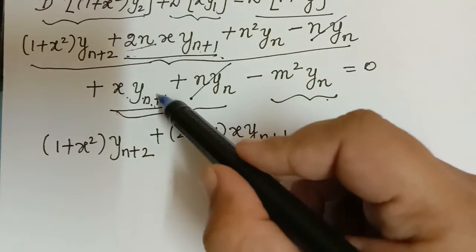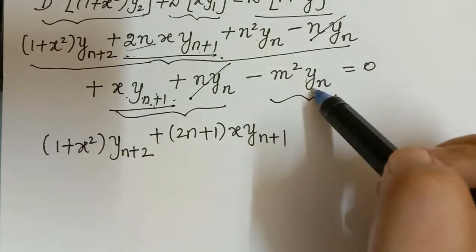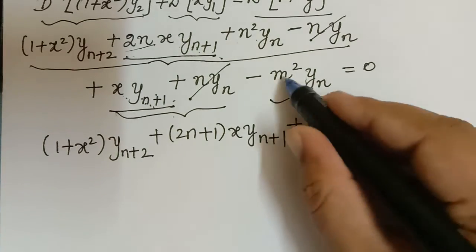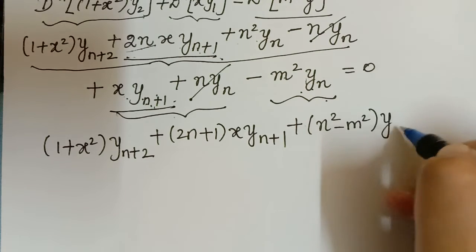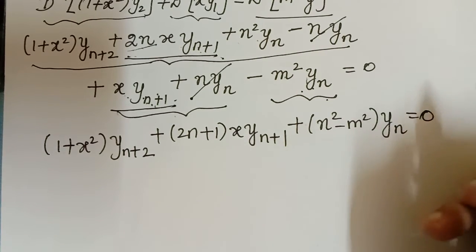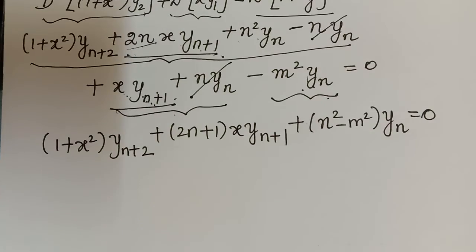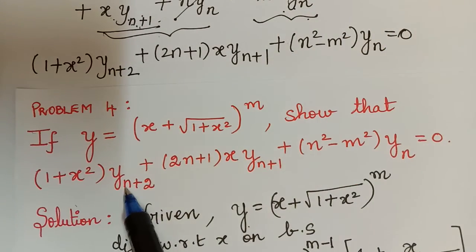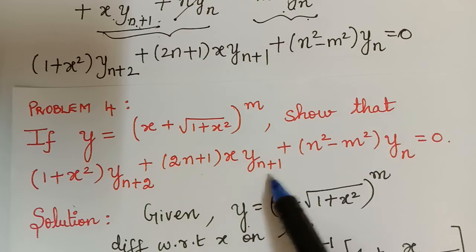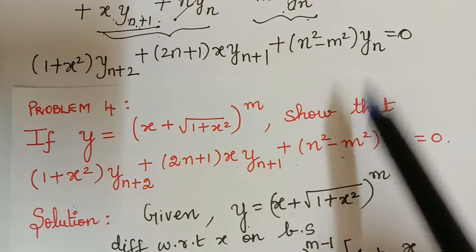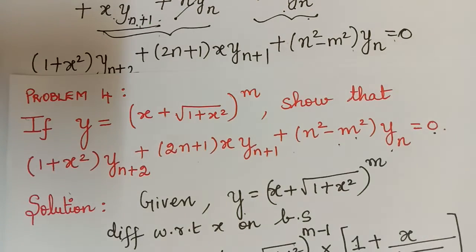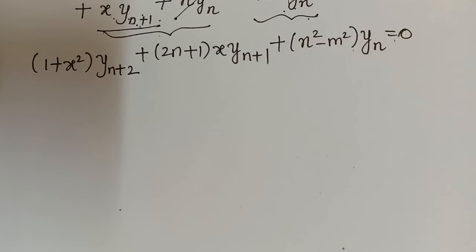So these two terms are over now. Now the left out two terms are this. Now if you see here, yn is common, and so this term will become n squared minus m squared multiplied with yn equal to 0. So this is what we have to actually prove. So when we compare with the question given, we see that we have proved that 1 plus x squared yn plus 2 plus 2n plus 1 xyn plus 1 plus n squared minus m squared yn equal to 0. So hence we have shown the required result. Hope you have understood this problem. Thank you.